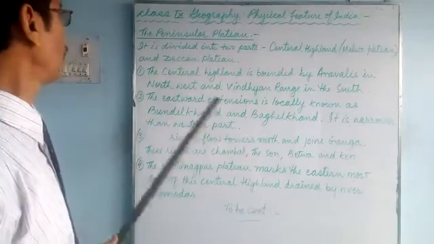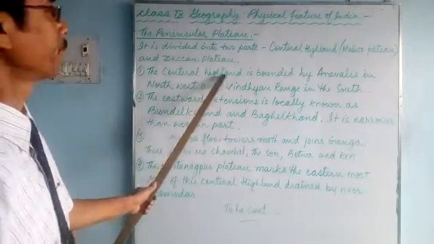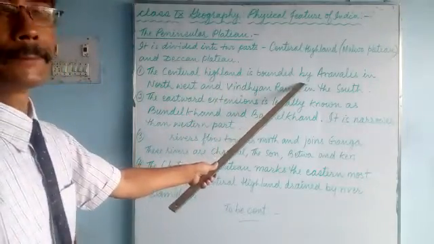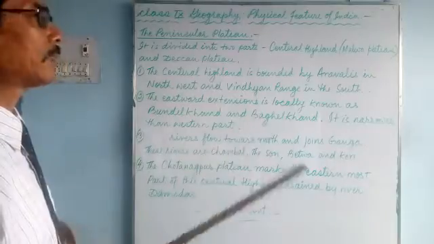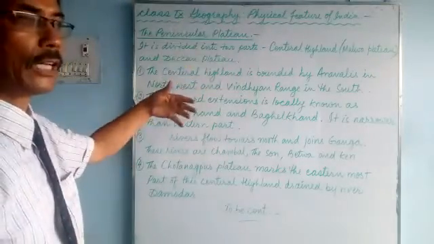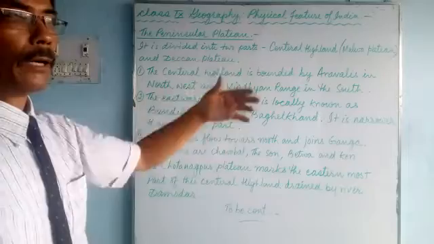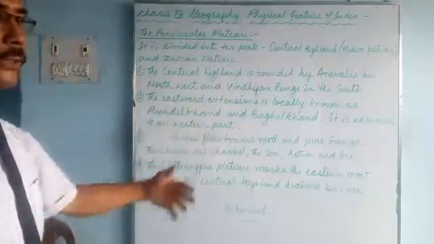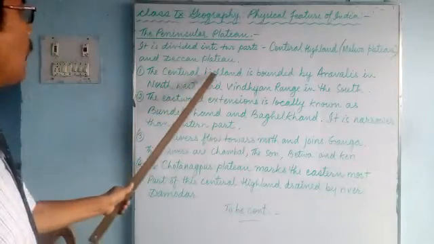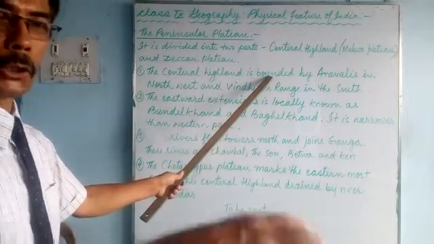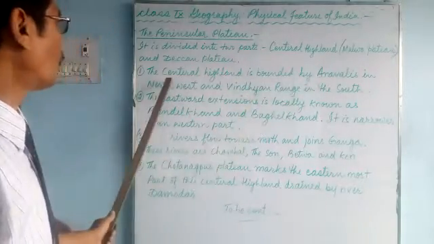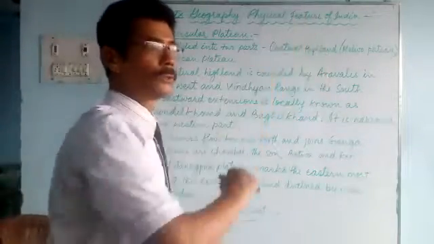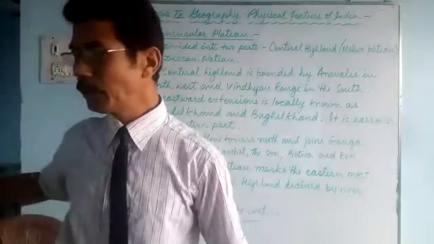So, the Central Highland, the Malwa Plateau, is bounded by the Aravallis in the northwest, near Rajasthan. It's a border of the Malwa Plateau. Beyond the Aravallis comes the deserts of Rajasthan. So the Central Highland is enclosed by the Aravallis in the northwest and the Vindhya range in the south.